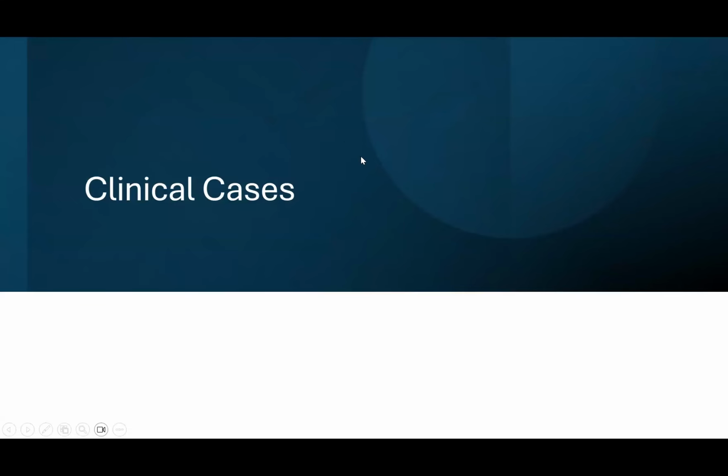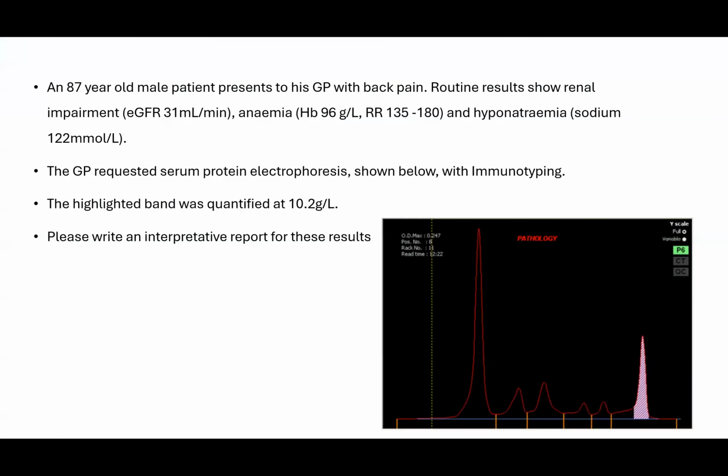So I'm just going to end the talk with a few clinical cases. An 87-year-old gentleman presents to the GP with back pain, anemia, and renal impairment. I made it really clear what we are suspecting here, but also hyponatremia with a sodium of 122.